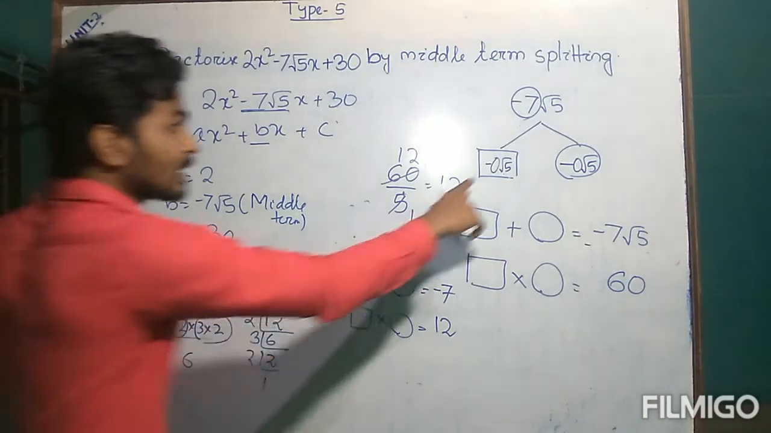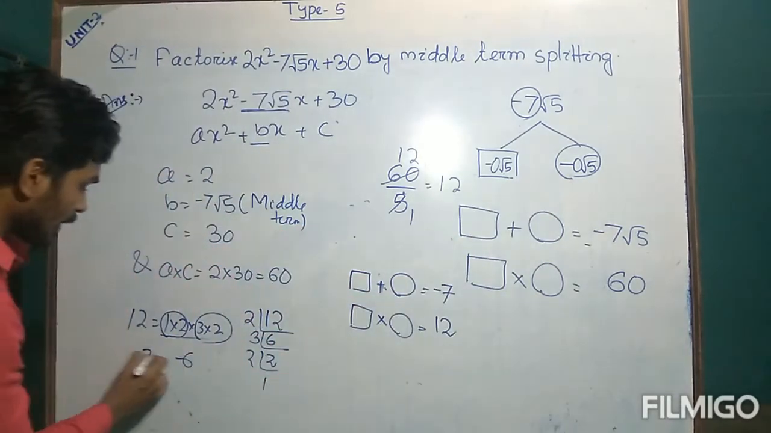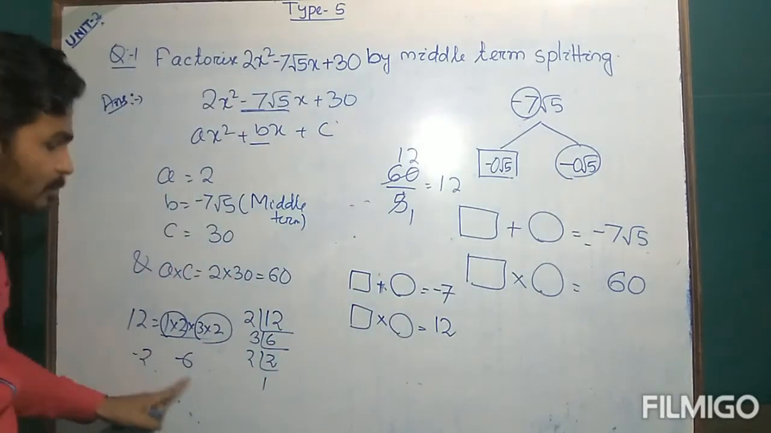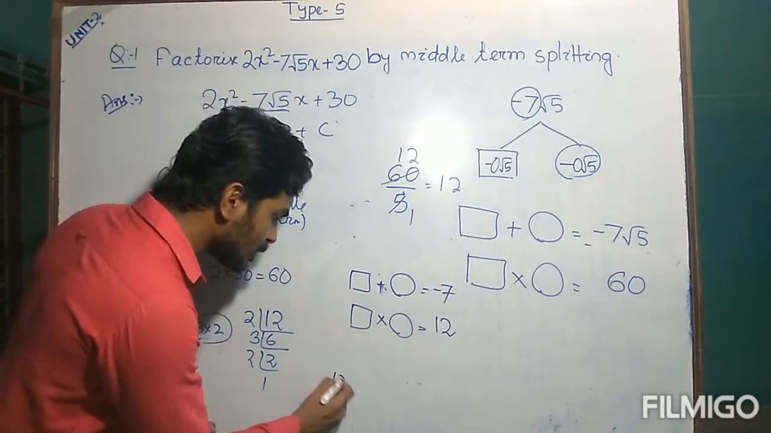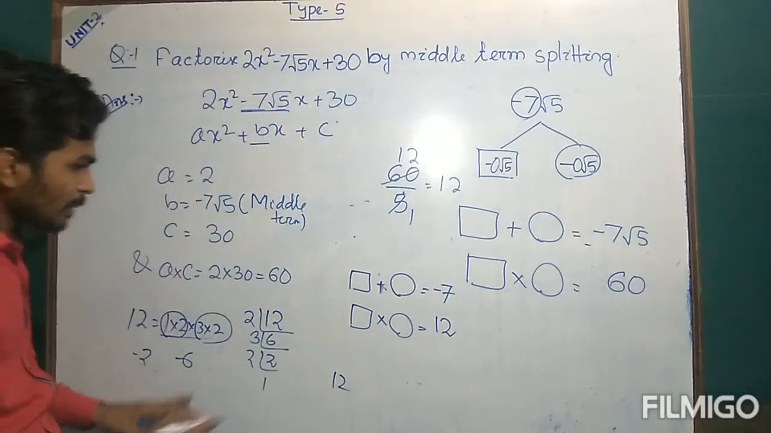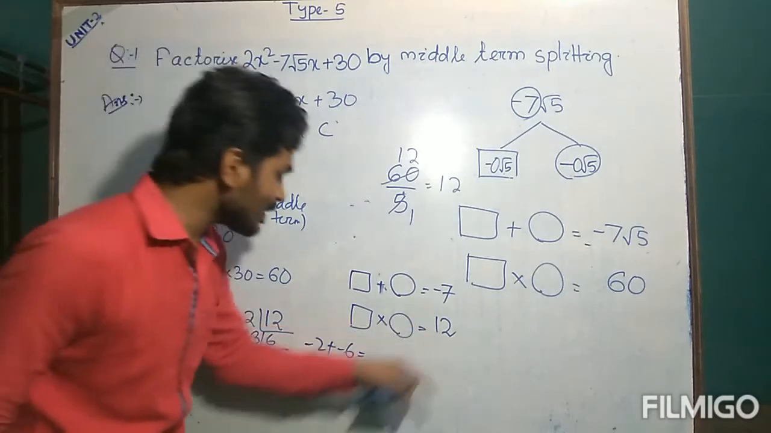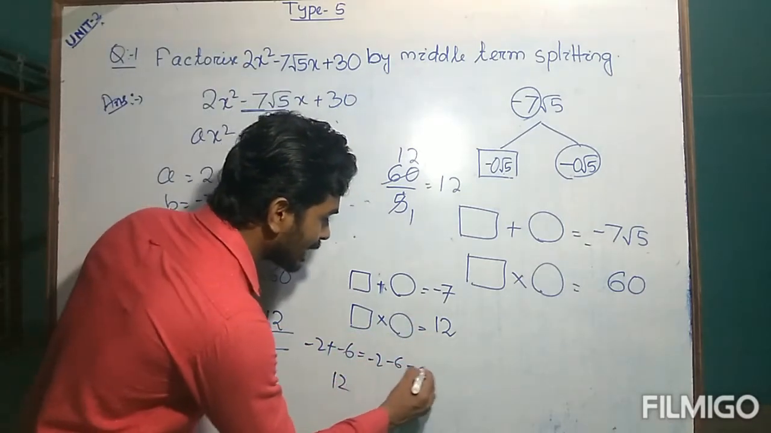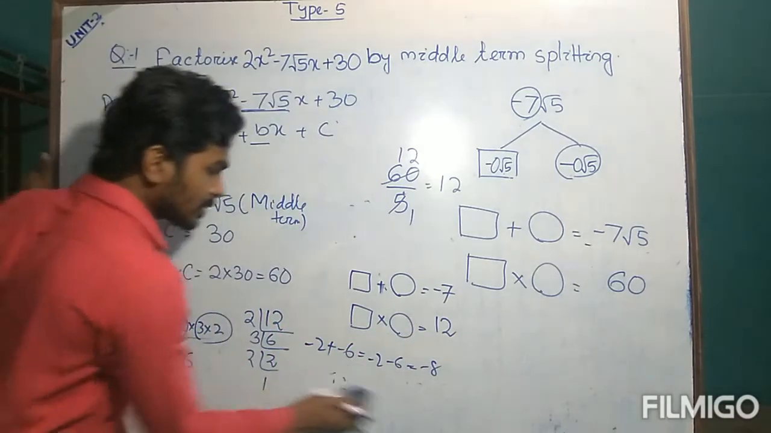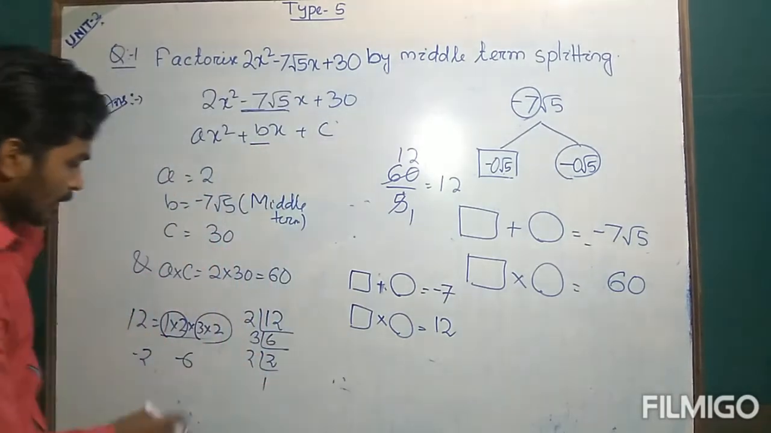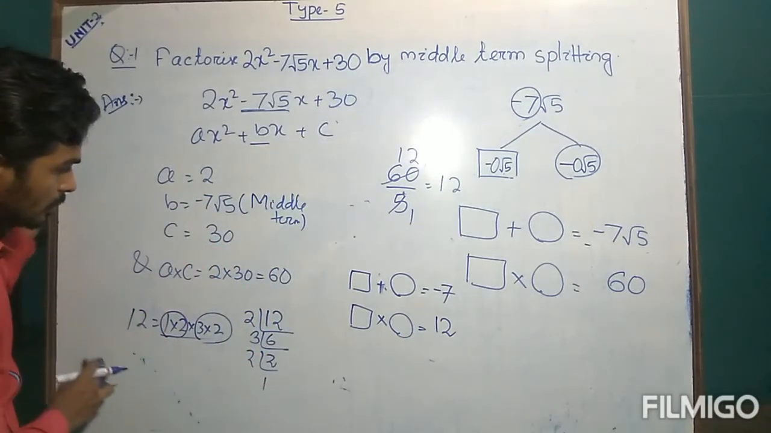Okay, since both numbers must be negative, let this be negative. Whenever minus 2 and minus 6 are multiplied, they give 12. Yes, true. But when minus 2 is added to minus 6, does it give minus 7? No, it gives minus 8. So this assumption is incorrect. Let us take another assumption.